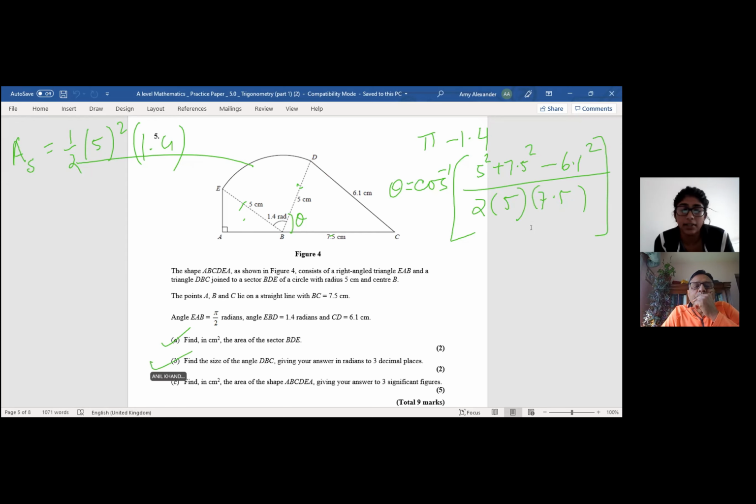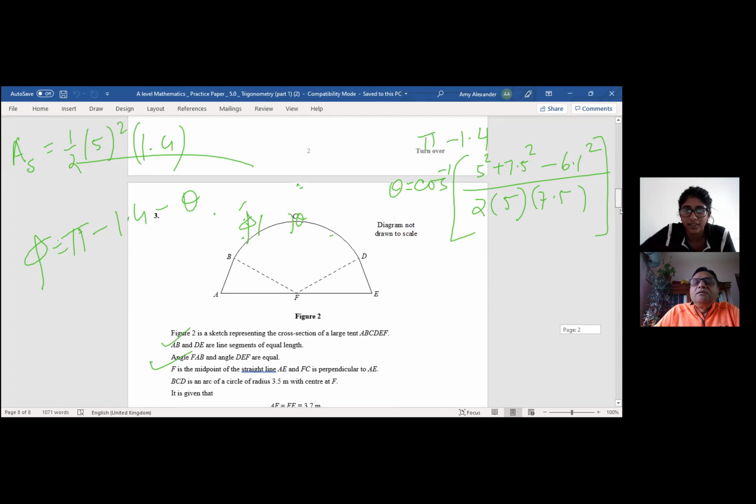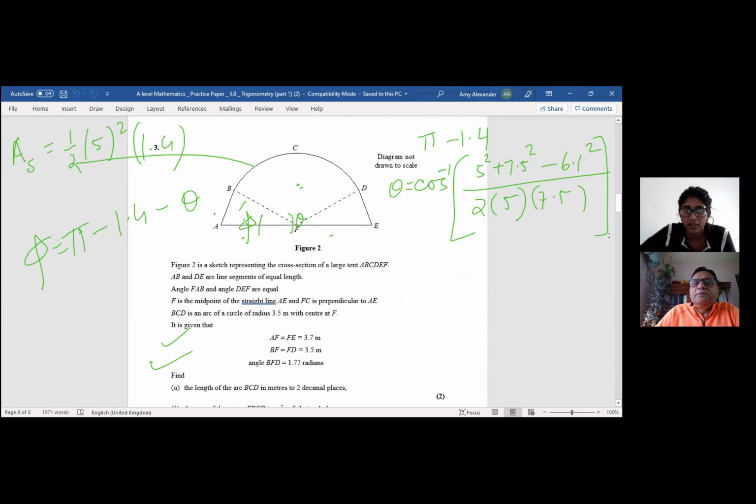Find in centimeters squared the area of the shape, giving your answer to 3SF. To find this, you have to find this theta. Let's say this angle is phi. Angle phi will be equal to pi minus 1.4 minus theta. Is it okay? And then you can find the area. Amy, is that question clear? Yep, it is. So let's move on and get the next one.